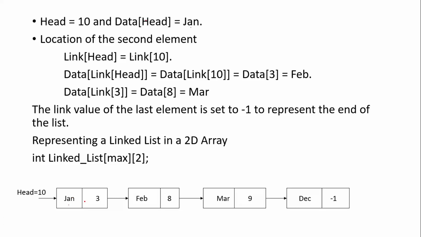See, this is a node, say first node, second node, third node, fourth node, and this is your header. So if you go to data of link of 10, you will go to Jan, and data of link of 3, you will go to 8. And data of link of 9, you will go to December. So this is how you will traverse the list.